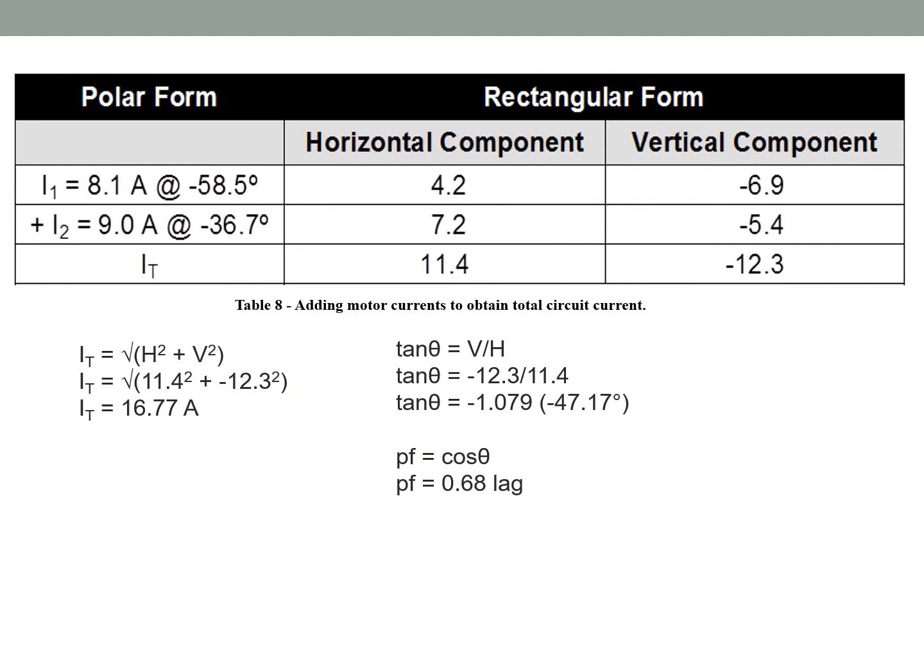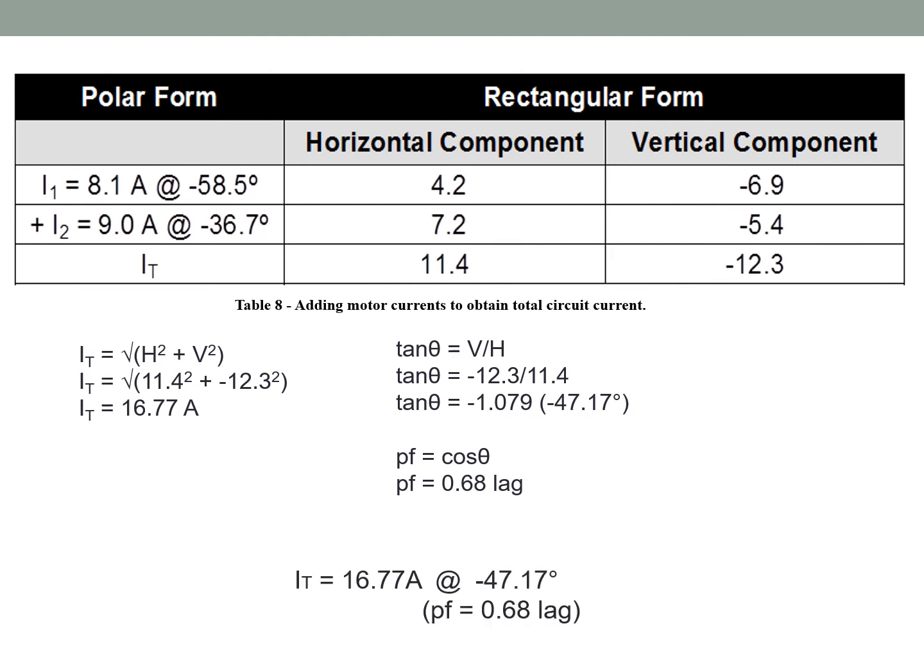To find the angle from that number, I have to do inverse tan, which gives me an angle of negative 47.17 degrees, or 47.17 degrees lagging. To find my power factor, I want to cosine that angle. So the cosine of negative 47.17 degrees is 0.68 lag. And this is what my power factor for my complete circuit is.